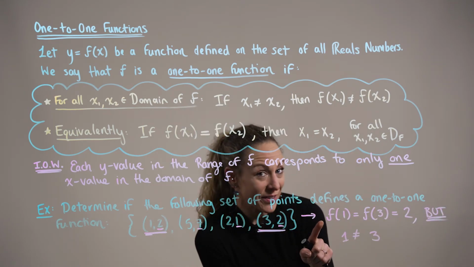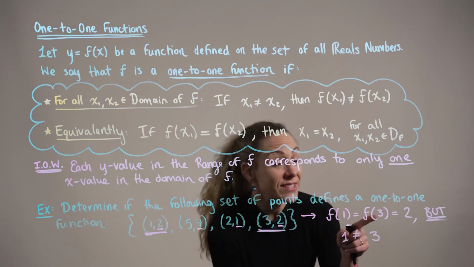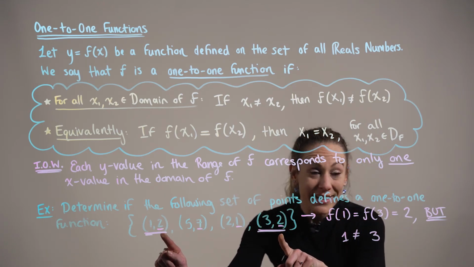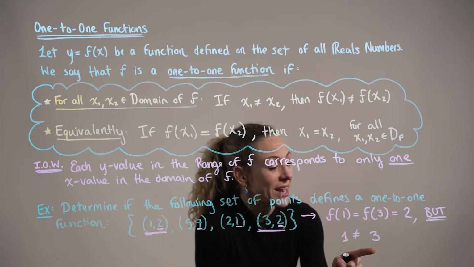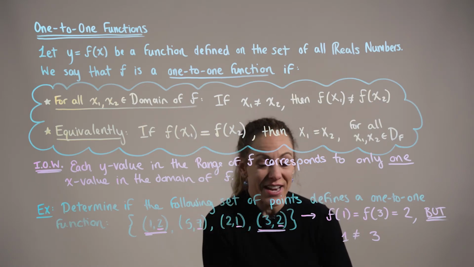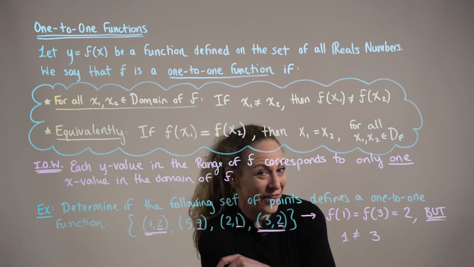So we can observe here that those y values are the same. In other words, that f of 1 is equal to f of 3 is equal to 2, but x equals 1 and x equals 3 are not the same. So this violates the definition and tells us that this set of ordered pairs does not represent a one-to-one function.